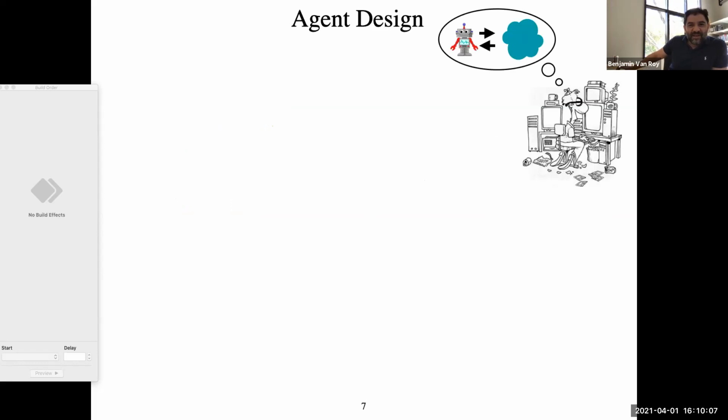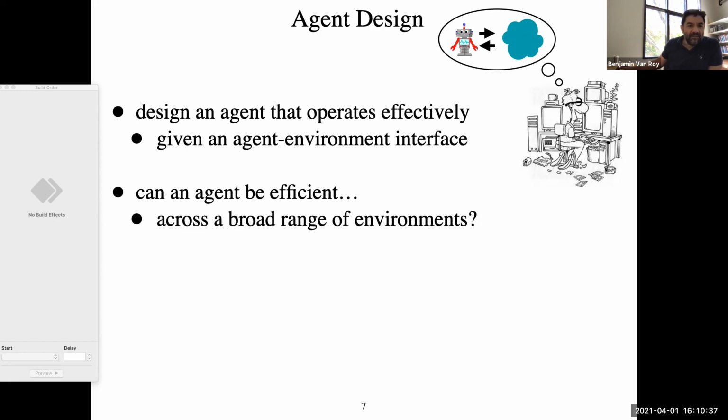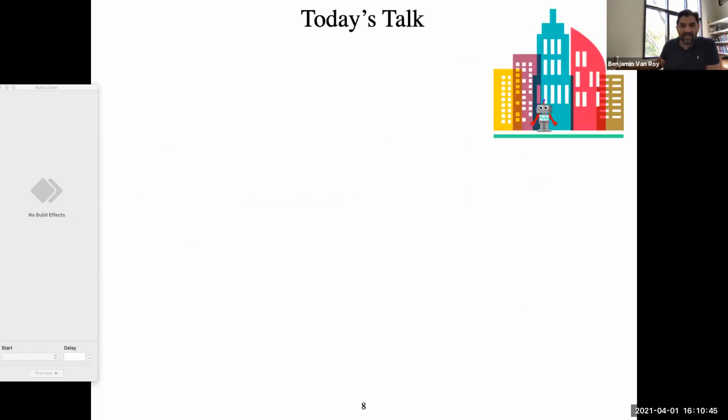Okay. So reinforcement learning, as I see it, addresses the subject of agent design, how to design such an agent. And the idea is to design an agent that operates effectively given an agent environment interface. And the issues we want to talk about today have to do with whether we can design an agent that might be efficient across a broad range of environments where the complexity of the environment is anticipated to be much greater than that of the agent.